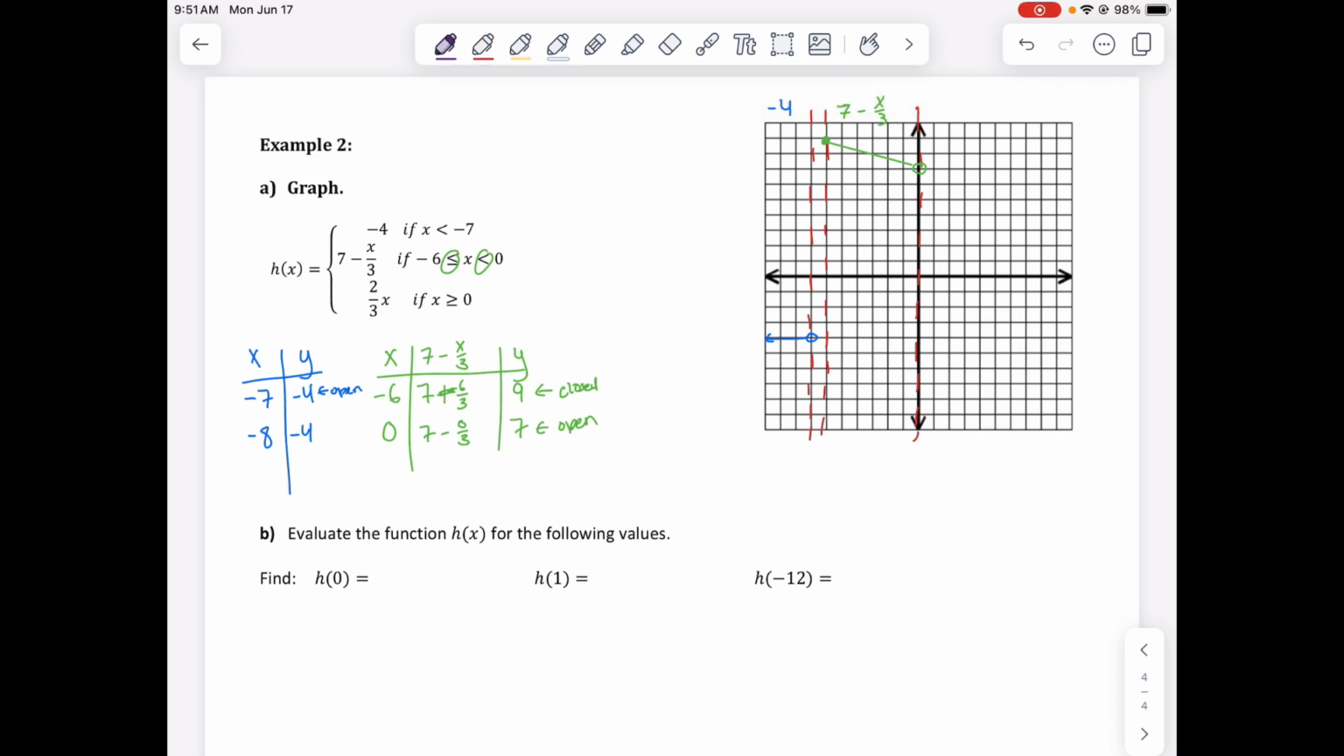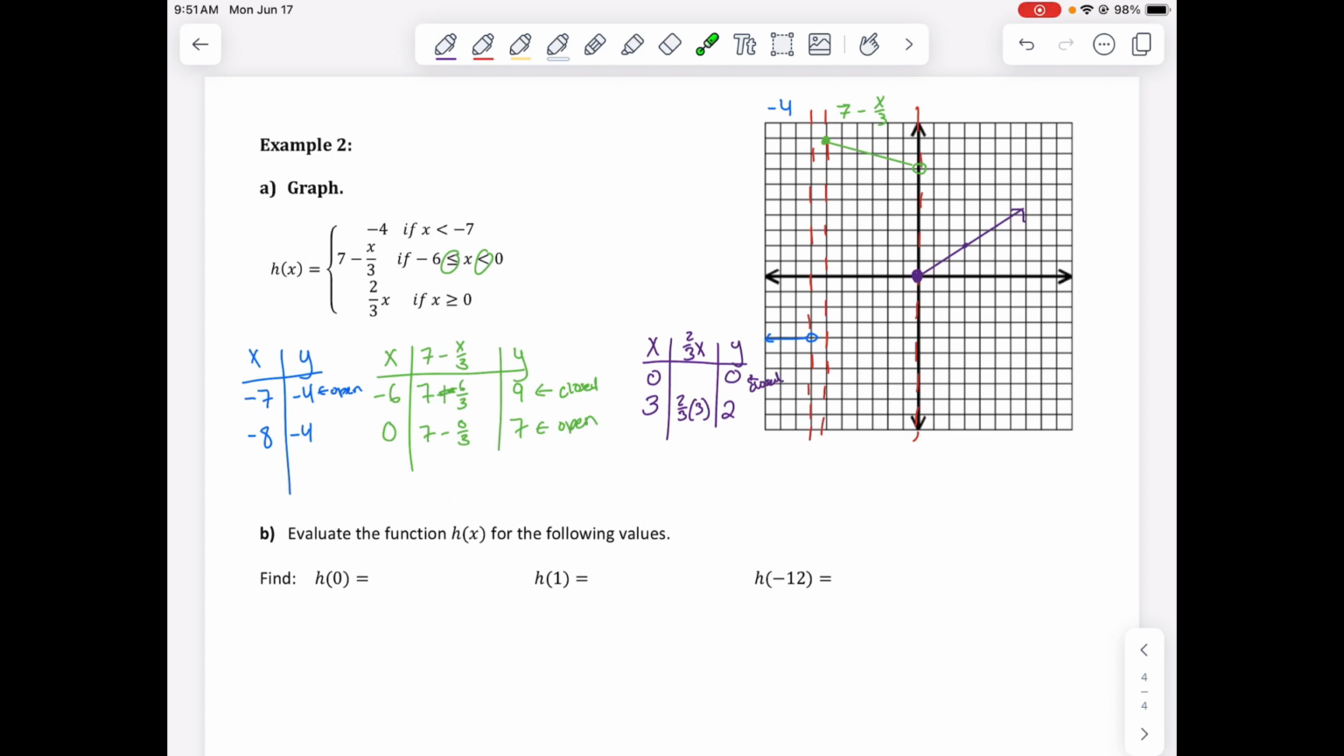I will use purple as a third color. So I'll make my table. And in this case, we have 2/3 x. We have a boundary of 0, and then we need another point where x is greater than 0. I'm going to choose a multiple of 3 so that I don't have any fractions. So we have the point 0, 0, and then we have 2/3 of 3, which is, of course, 2. And we will have a closed circle right here because we have a greater than or equal to inequality. So I will have a closed circle at 0, 0. And then I have the point 3, 2.